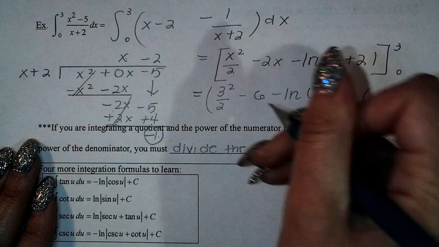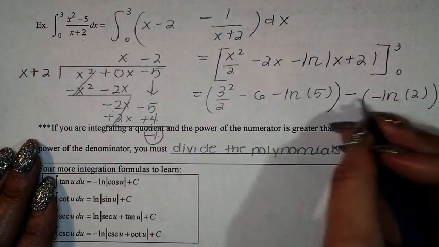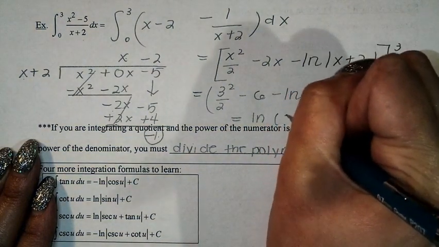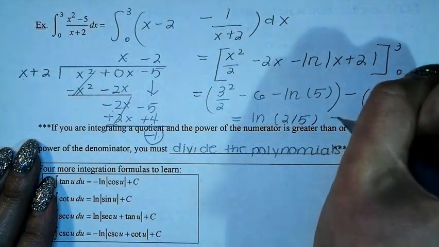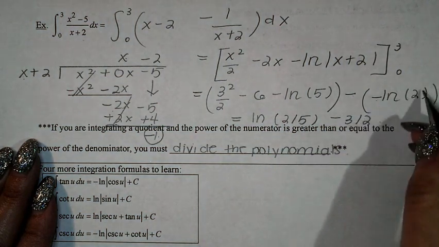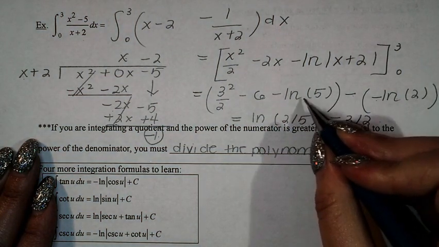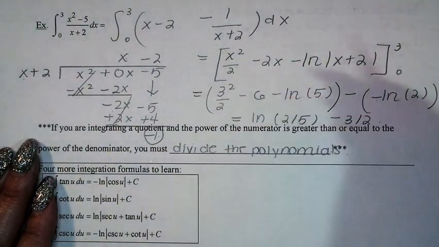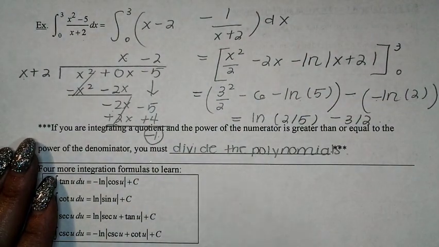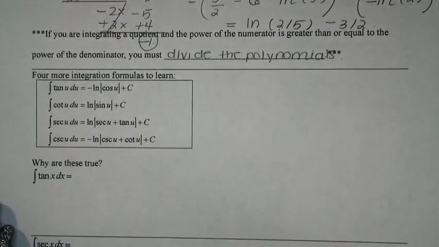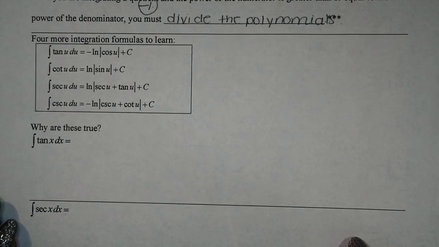You could also express this as natural log of 2 divided by 5, minus 3 halves. Why? Because negative and negative makes this positive. Having the natural logs with the same base, you can combine them into this one, and the other terms, you can add the numbers. Isn't that nice? So let's move on to 4 more integration formulas that we're going to learn.